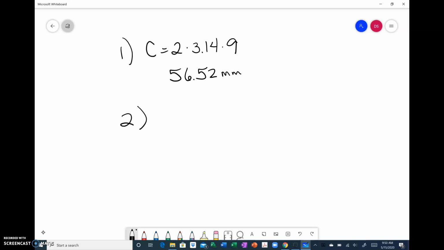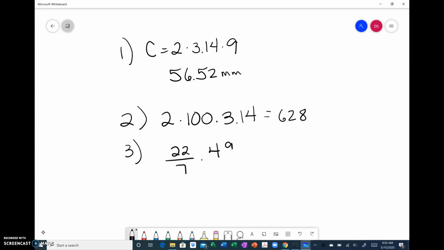For number 2, you should have typed 2 times 100 times 3.14. I did that a little bit backwards, but it doesn't matter. Okay, and that would give you the answer of 628 centimeters. And for number 3, you are given diameter, so you're going to do pi times diameter. You might have realized that you can cross reduce here, and then you would just do 22 times 7 and get 154 inches.